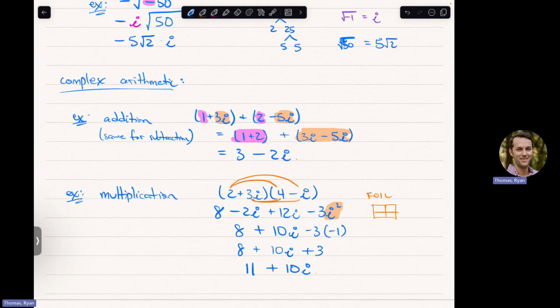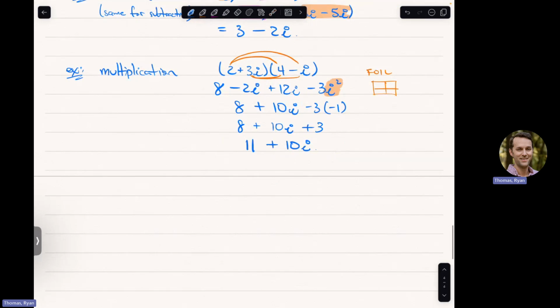So that's how multiplication works. Again, initially very much like multiplying two binomials. So we do a binomial expansion or a FOIL type expansion with this extra little bit of a catch to it, that because of what i is and how it works, we can reduce powers of i down. Okay, and that leaves division.